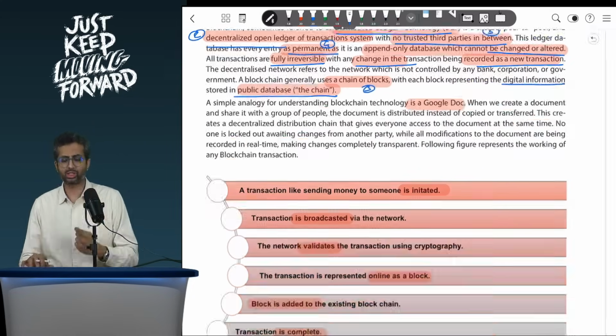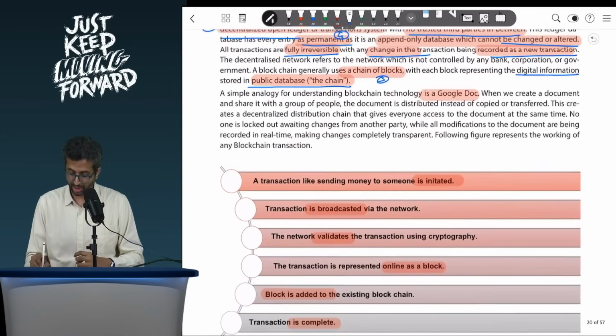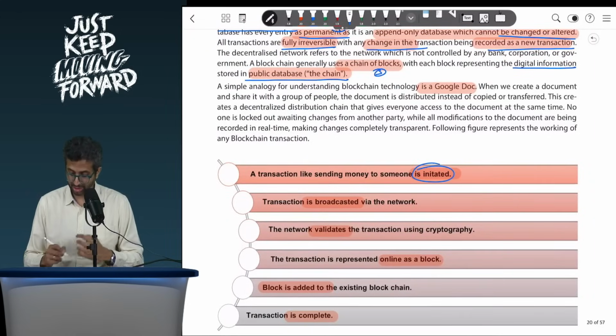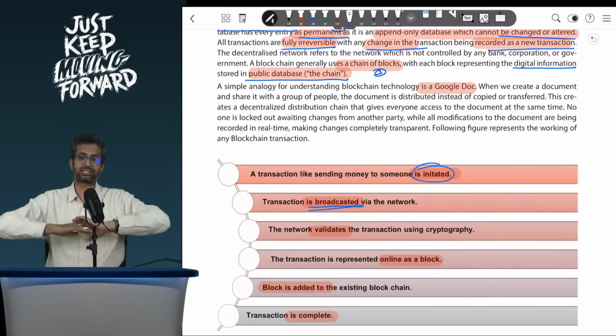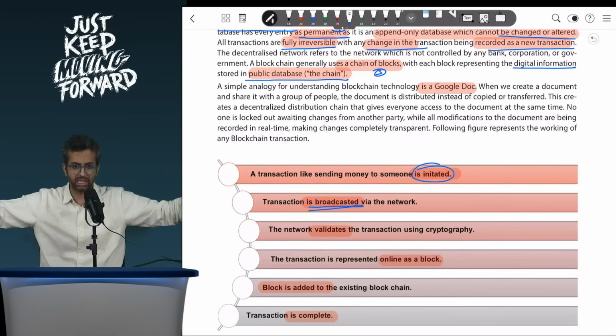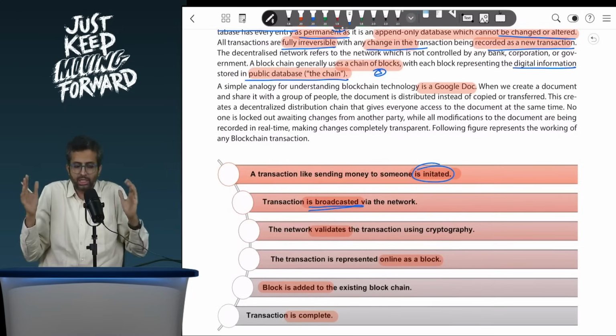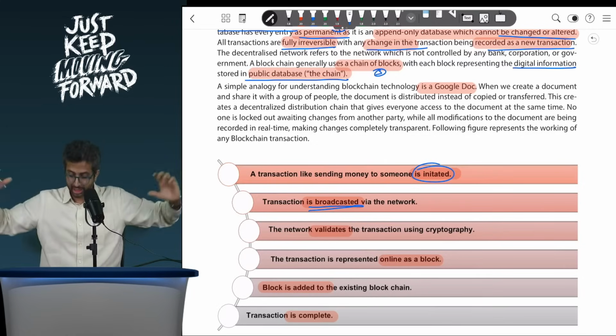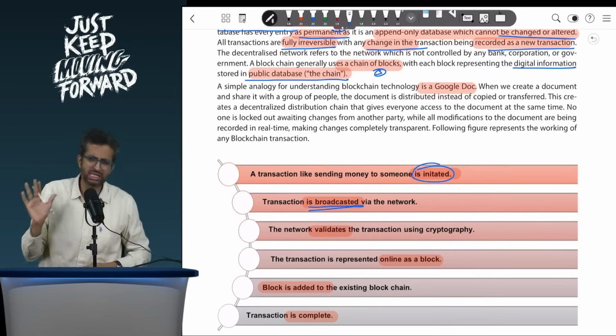So what happens in case of a blockchain? Basically, in terms of a transaction flow, a transaction is initiated. Once a transaction is initiated, it is broadcasted across a network. Because it is decentralized, not one party like Google or Facebook will verify. This will be verified across a wide range. There's something called a consensus mechanism over there.